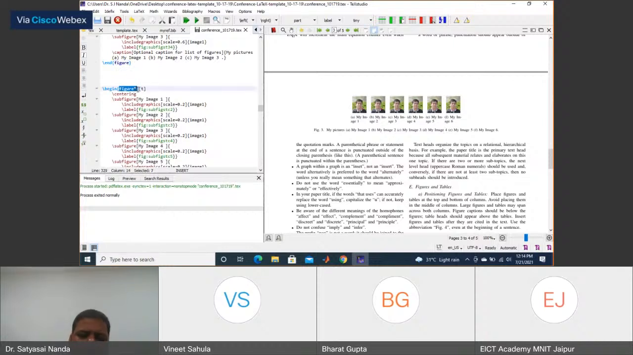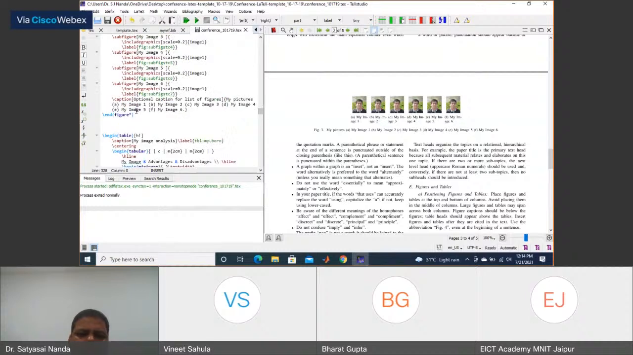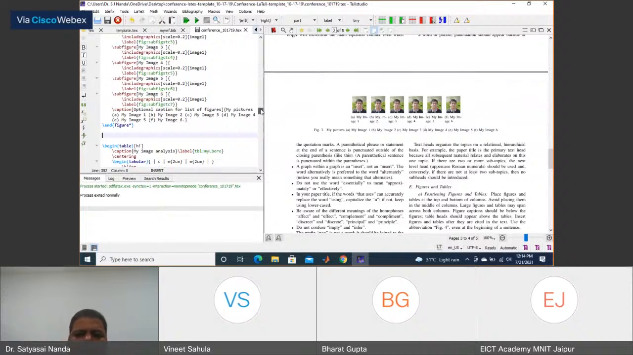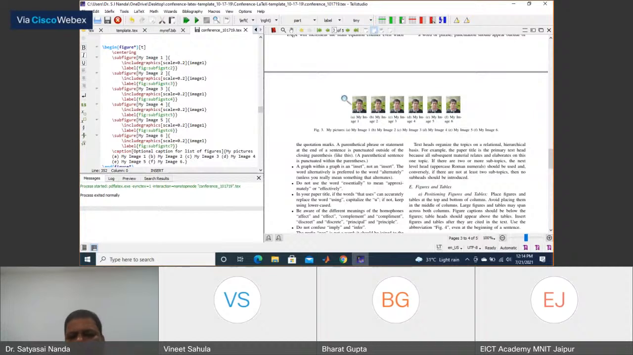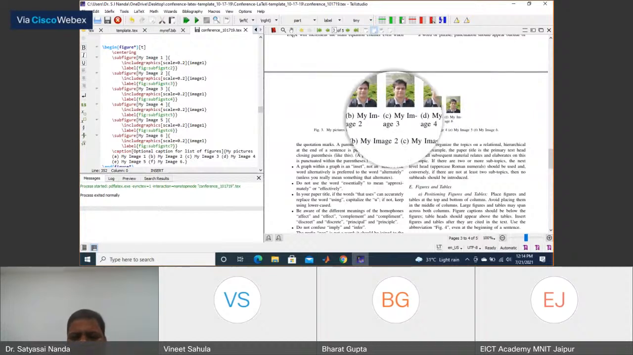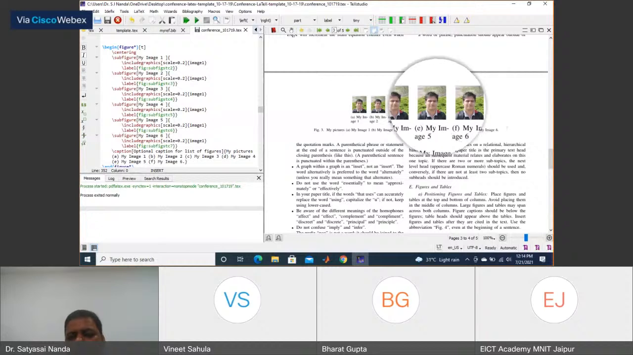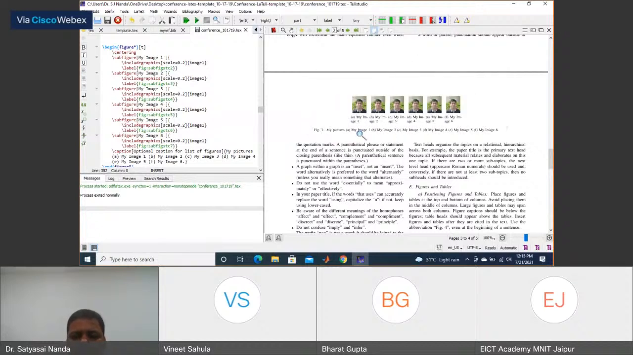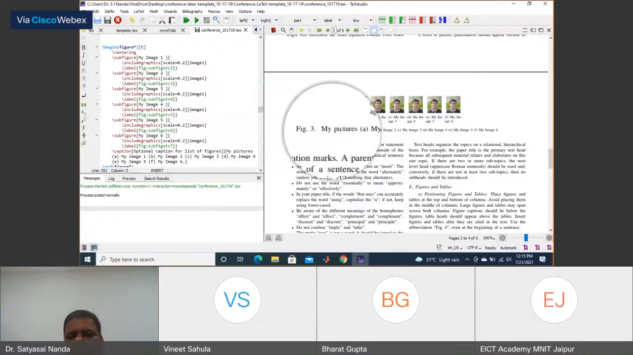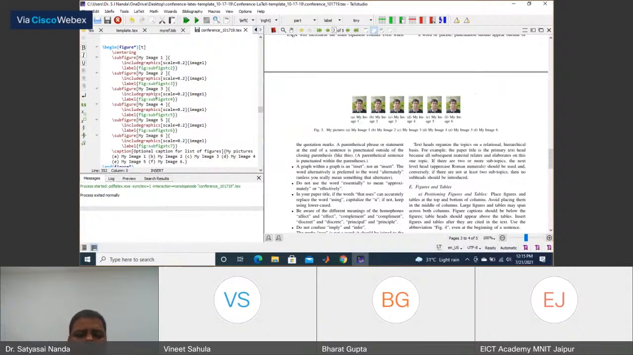If instead of begin figure and end figure, I use \begin{figure*} and \end{figure*}, then that will make the figure span the whole page, covering both the columns. So you need to use that. And here I have used subfigure for inserting the images. 6 images: image 1, 2, 3, 4, 5, 6. So 6 images I have used, and similarly, the caption is also written for 6 images.